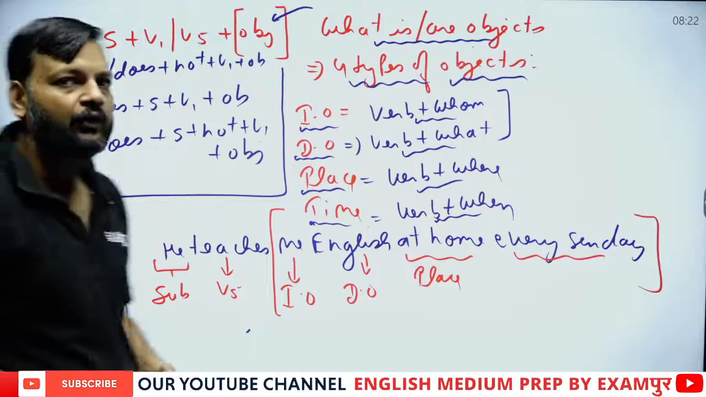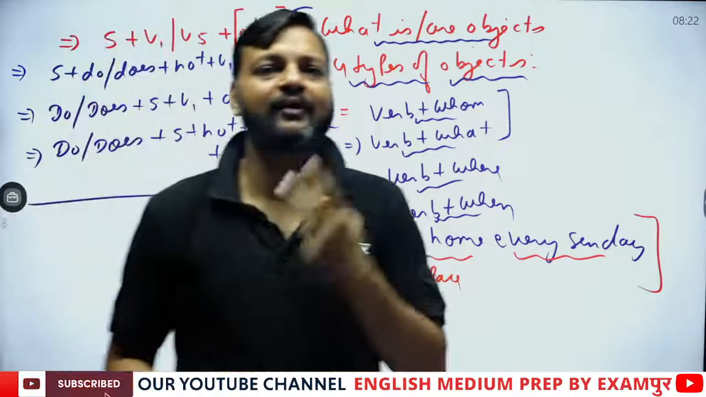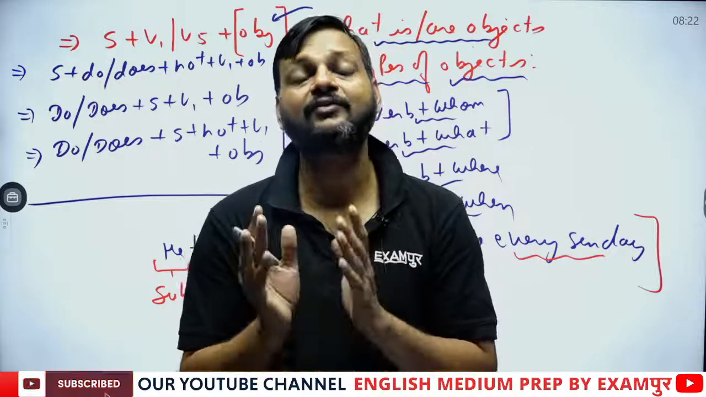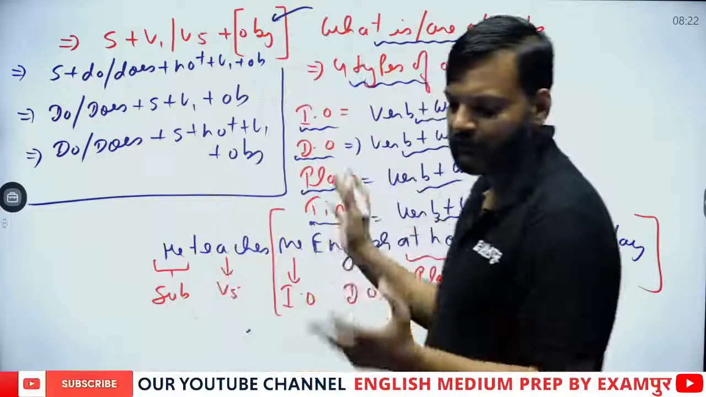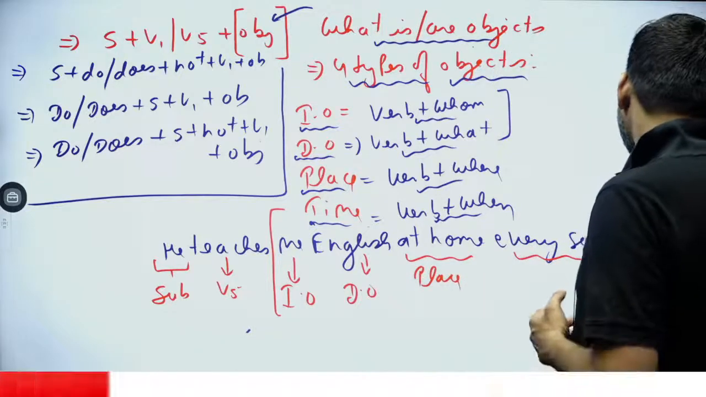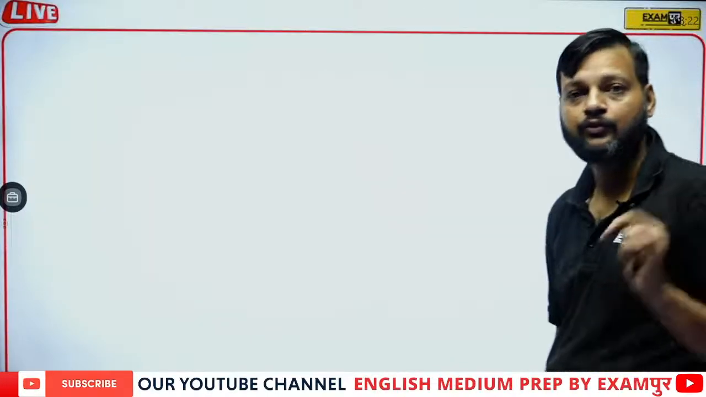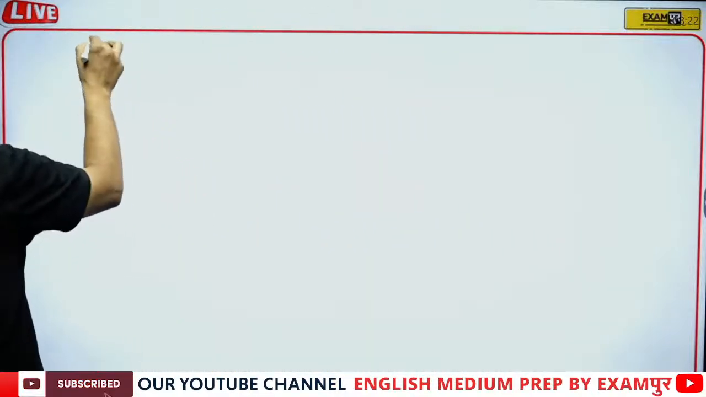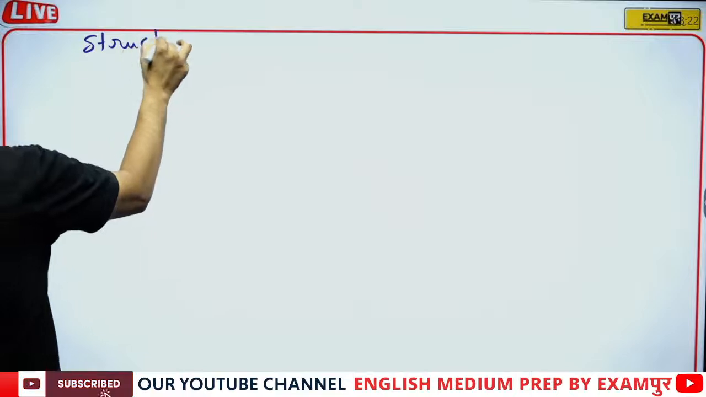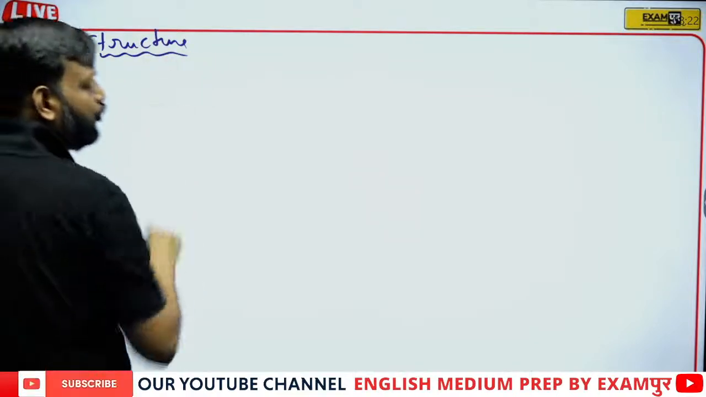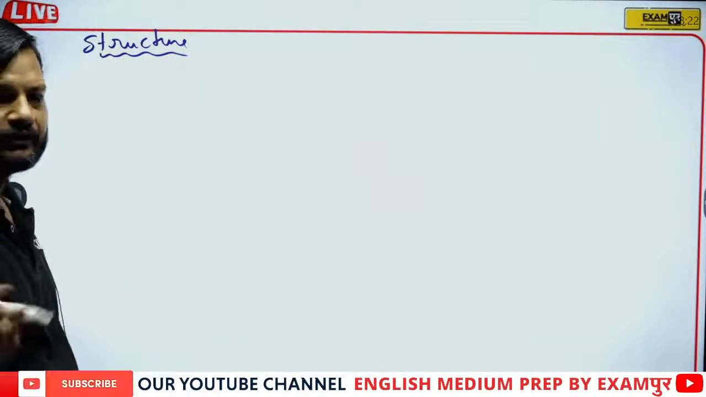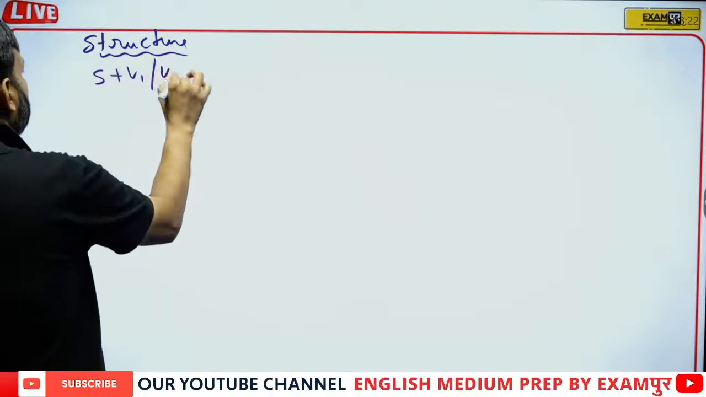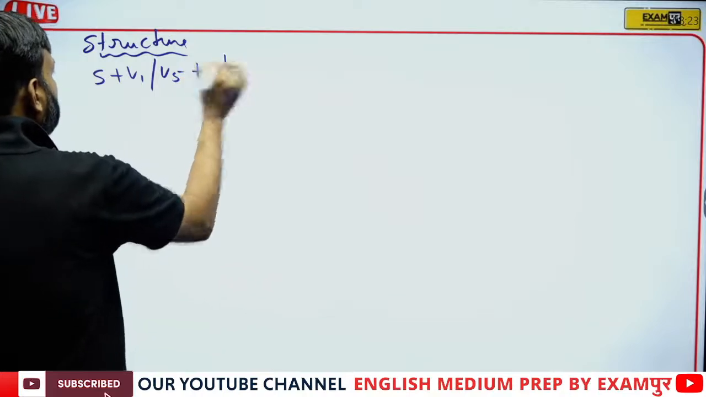Okay. Now, as I told you, every tense has 2 aspects. One is its structure and the second one is its use. So this was all about the structure. Now let's talk about the uses. Let me write the structure here again so that you may not forget. Subject, first form or fifth form of verb, and object.